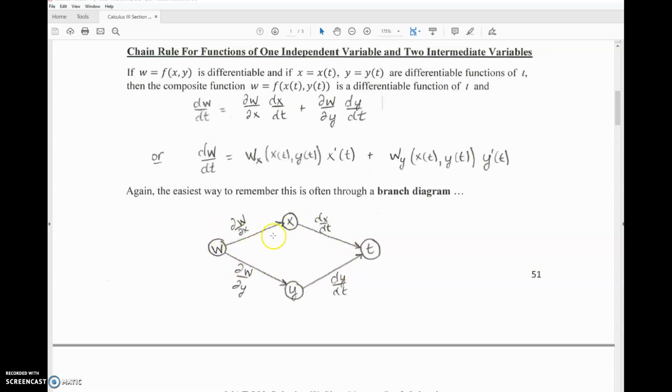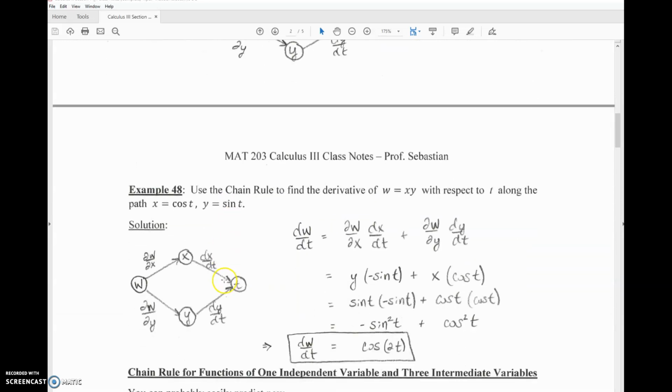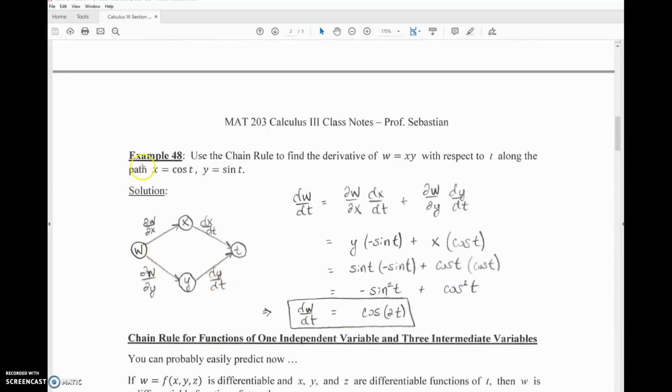Certainly when we get to more than two independent variables, and they may be functions of more than one variable on this side, the branch diagram will be very helpful. In any event, here's example 48. Let's use the chain rule to find the derivative of w equals x times y with respect to t along the path x equals cosine of t, y equals sine of t.